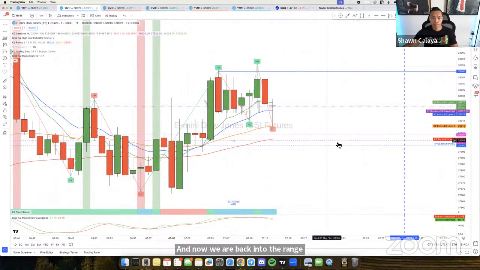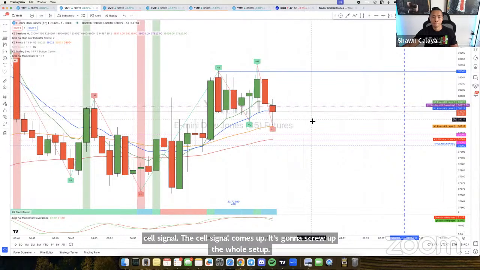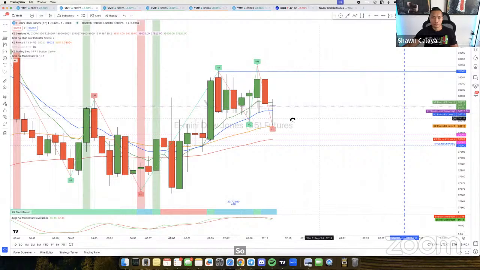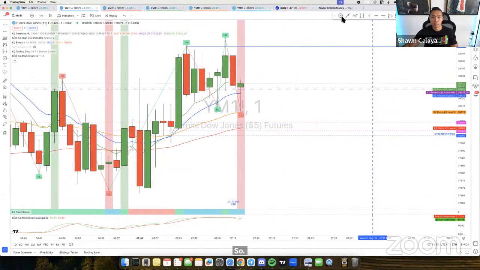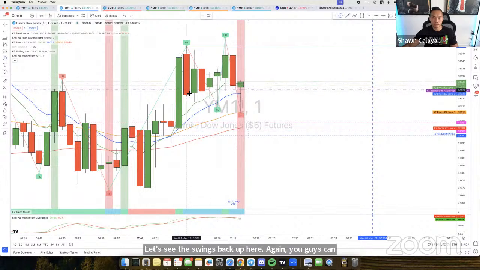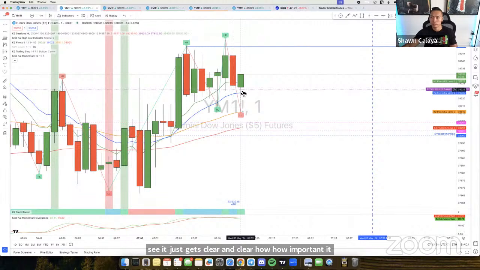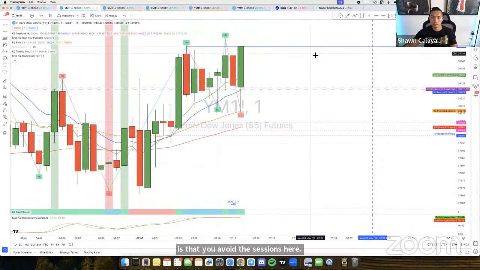All right, we have another attempt here. We can't get that sell signal. If the sell signal comes up, it's going to screw up the whole setup. So let's see if it swings back up here. Again, you guys can see it just gets clearer and clearer how important it is that you avoid the sessions here. As you can see how this here plays through.